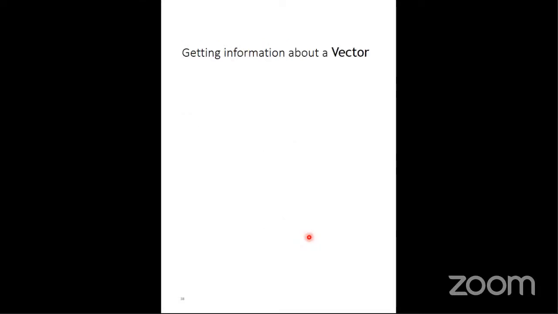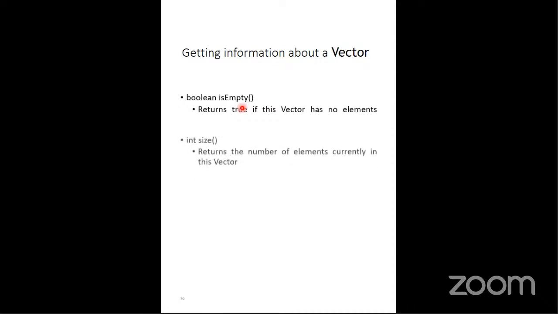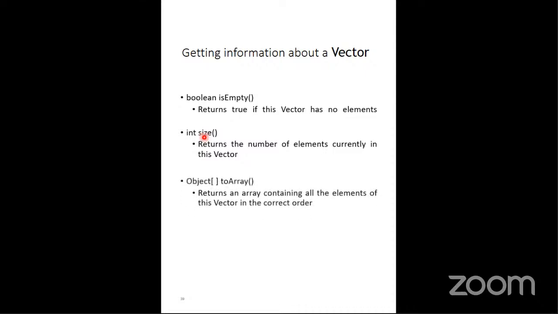You can get information about the vector. What is the length of the vector? Is the vector empty or not? There is one method called isEmpty. isEmpty returns true if the vector is empty. If the vector has some element, it returns false. If you want to find out the current size of the vector, you have a method called size, because the vector keeps on growing and shrinking. At a particular point of time, if you want to find out the size of the vector, the size method will return the current size of the vector.